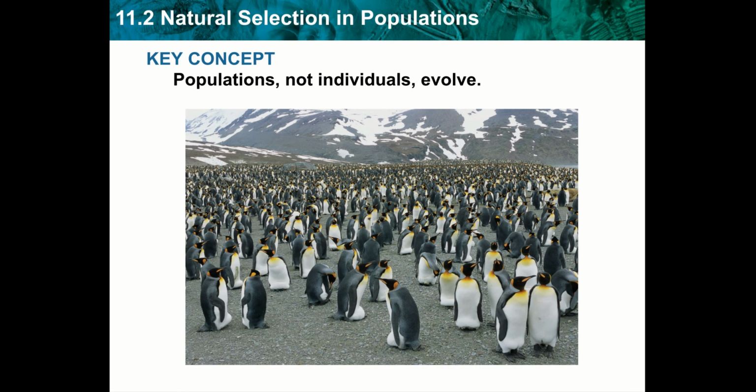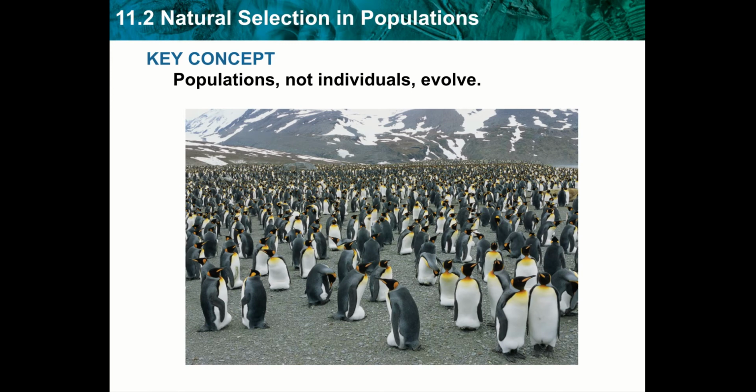11.2 talks about natural selection in populations. So those that are not able to find food, shelter, and water, are not able to reproduce, and most likely will not survive in their populations. Remember, populations from 11.1 share a common gene pool.